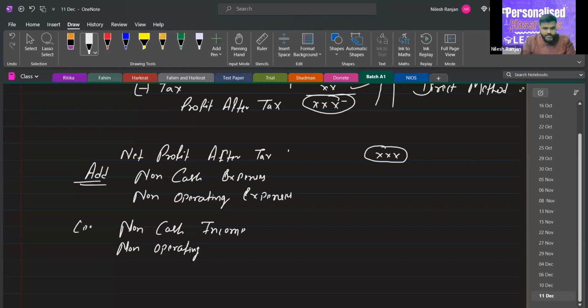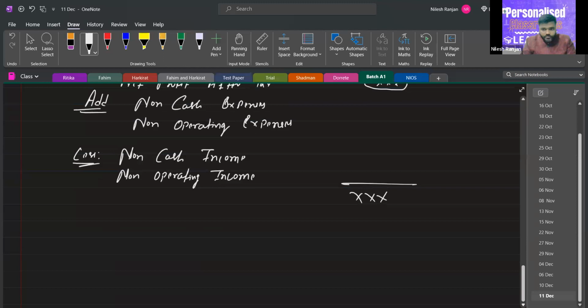Sorry, it will be less. Non-cash income and non-operating income, because this income is already included, added here. So now we have to deduct it, because we have to remove all the non-cash or non-operating item impact on our profit. So after that, we will find our net profit before working capital changes.